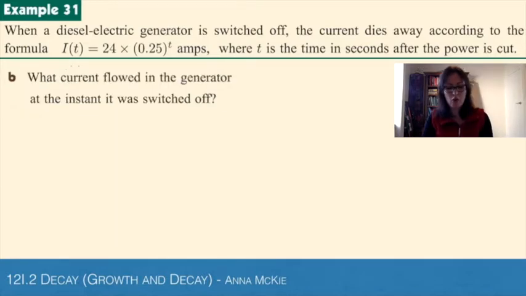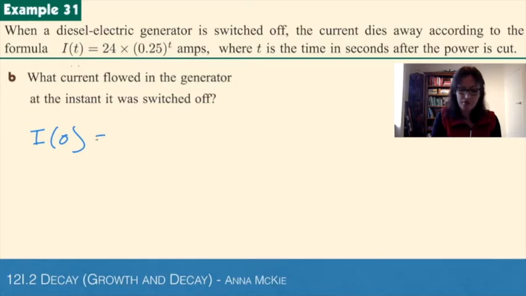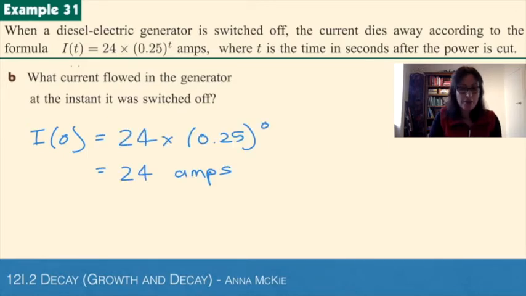The second part: what current flowed in the generator at the instant it was switched off? So what might that be asking us? How many seconds have elapsed there? Well, none. So it's at that very instant. So again, that's asking us to work out I of 0. So 24 amps. You might be asking yourself, well, haven't I already worked that out?